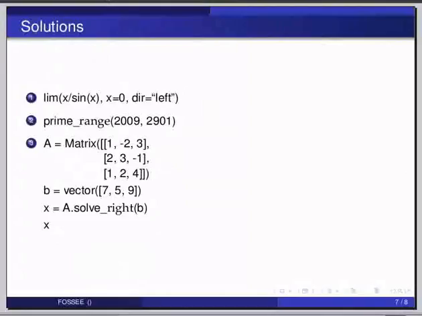And the third question's answer is, we shall first write the equations in matrix form and then use the solve function. So you can type A = matrix with rows 1, -2, 3, then 2, 3, -1, then 1, 2, 4, then B = vector(7, 5, 9), then X = A.solve_right(B), then type X so that you can view the output of X.